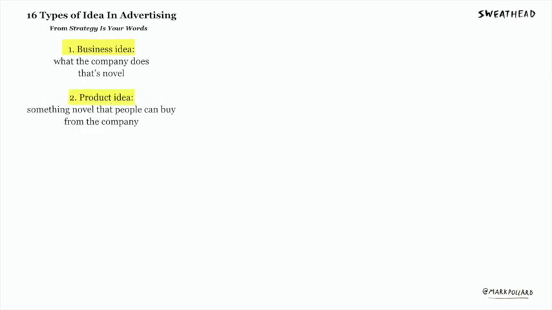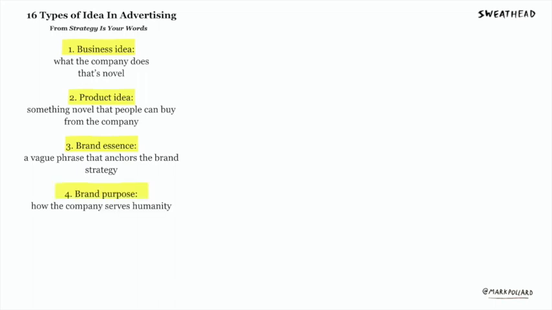A product idea is something novel that people can buy from the company, and I'm using the word product in a relatively loose way to encompass the word service as well. So it's just a thing that people can buy from the company. An idea, something that's hopefully novel, that doesn't exist elsewhere. Brand essence, a vague phrase that anchors the brand strategy. Brand purpose, how the company serves humanity. Brand promise, what the brand promises to deliver to its customers.